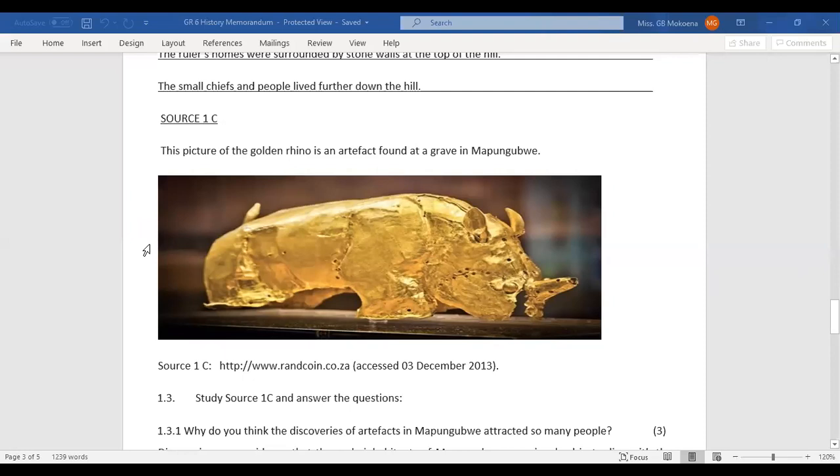Yes, ma'am, the thing that I see in the picture is the golden rhino that was made by the people to show how much they loved their king. Yes, it was the golden rhino. And then read on top. Okay, the picture of the golden rhino is an artifact found at a grave in Mapungubwe. So this was an artifact found at the grave in Mapungubwe. Okay, thank you very much, Kia.